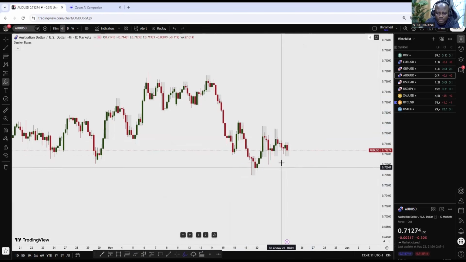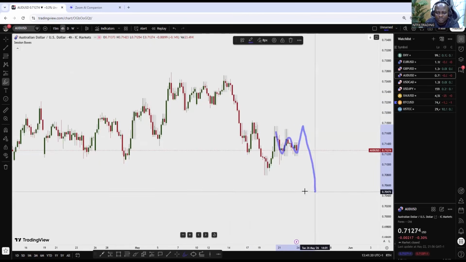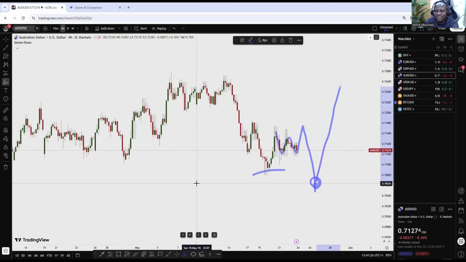So if I were you, I will wait to see whatever structure this market wants to develop right here. I won't touch it right here. Let it come right here, break this low. Once you break this low, then you are now ready for the upside. This is a much higher probability trade.